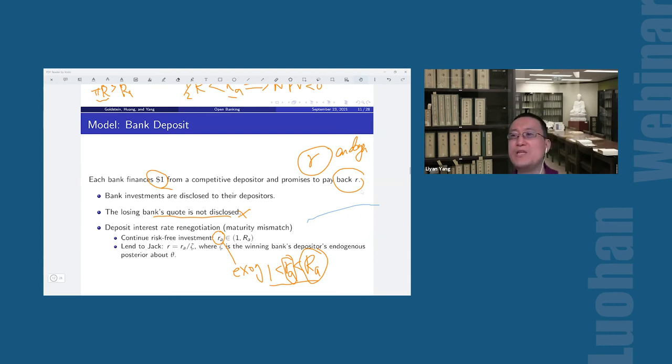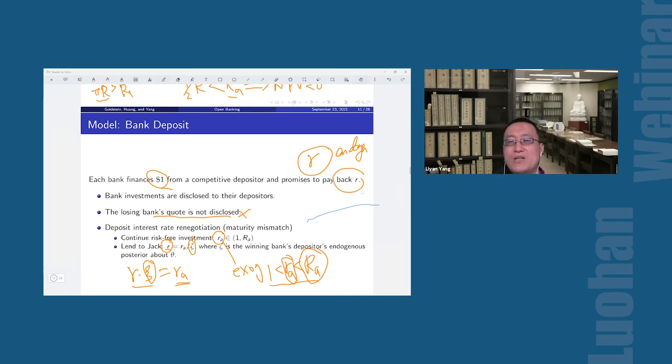And when you think about renegotiation, it's very, very simple. The renegotiation will determine this R. This R multiplied by the posterior equals this required value RA. So this one is the endogenous posterior. The winning bank's depositor will try to infer the quality of the borrower. So this one is endogenous, this one is endogenous, this RA is exogenous. This is very, very simple.